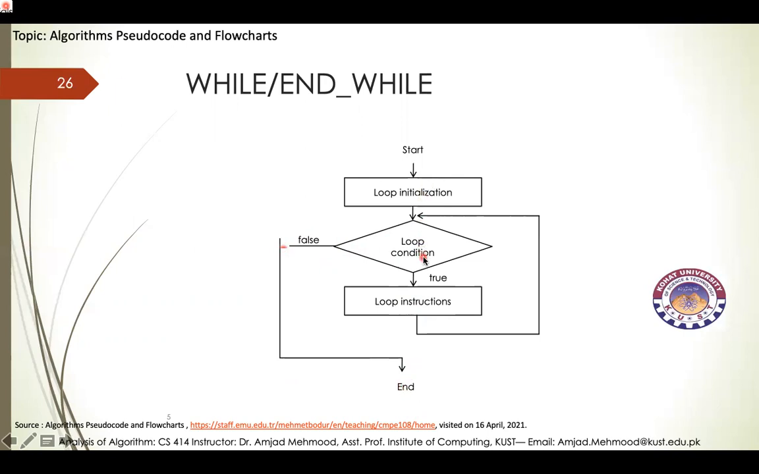You can see here that this is the condition. If the condition is true, the instruction which you want to execute more than one time will be executed, and each time it will check whether the condition is true or false. If the condition is true, the block will be executed. Otherwise, normal execution of the program will be followed.